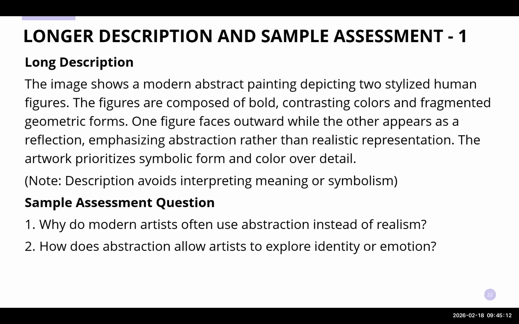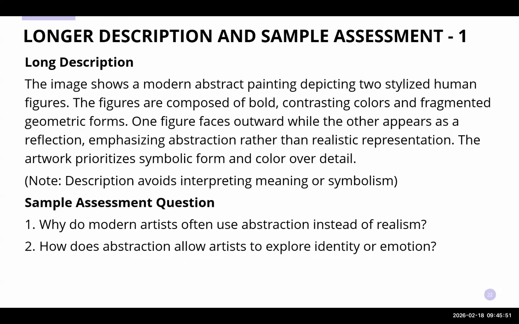For this example, let us take a look at how a neutral long description works in an assessment setting compared to the detailed one that we used earlier. If you notice, this description stays pretty much on the surface. It mentions things like bold colors, the geometric forms, and that one figure looks like a reflection, but it doesn't go into interpretation. So we are not using words like anxiety, inner self, or dual identity. The point here is to describe what is actually visible without giving away the analysis.